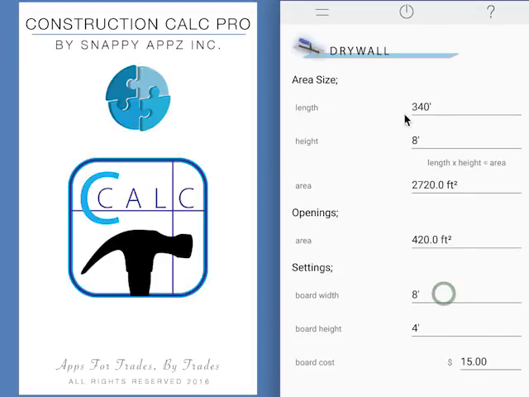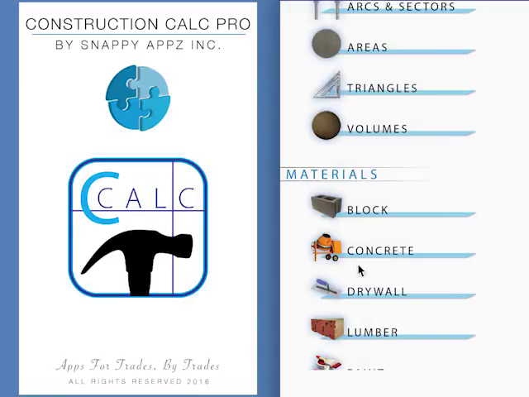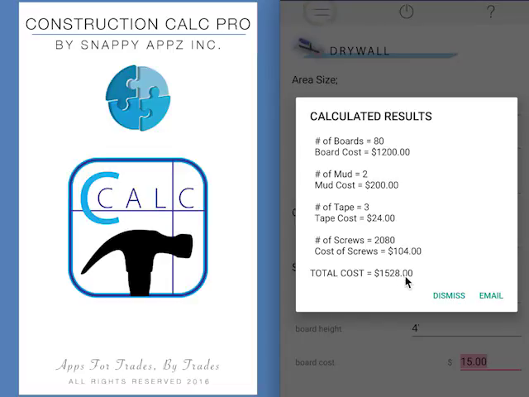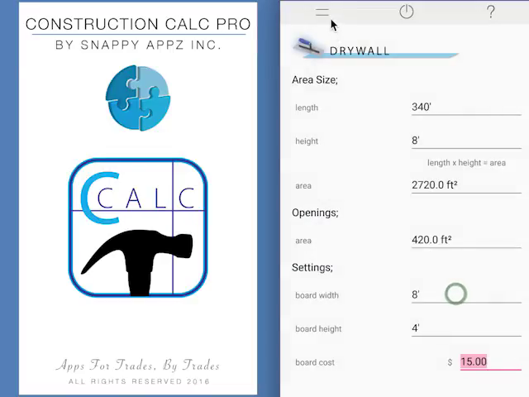Also, everything is saved here, so we can actually go out, and we can go right out of the app if we want. Everything's saved, so when we go back in, it's going to retain everything. And we can keep hitting equals to get back in here.